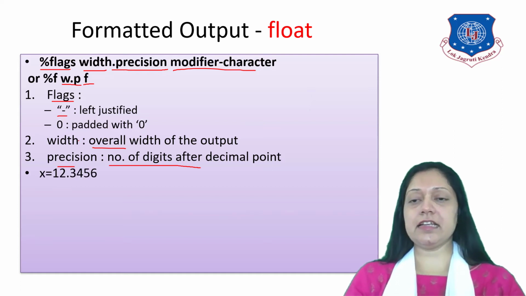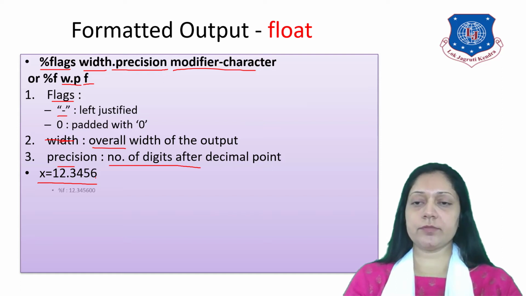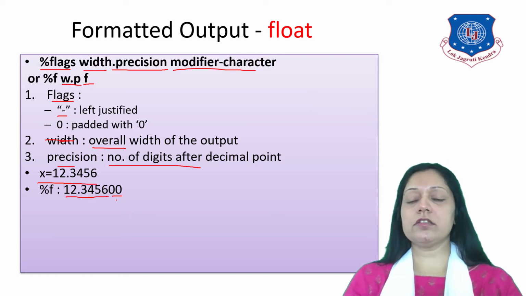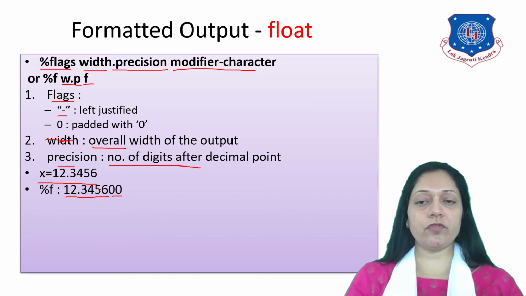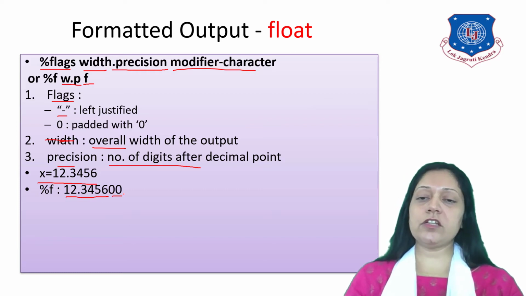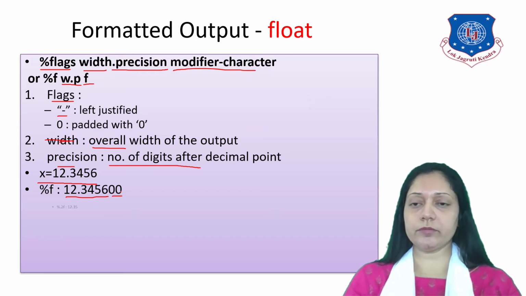Now let's understand this with an example. I have the value of x equal to 12.3456. That is, after the decimal point I have 4 digits. Now if I write percentage f, then by default the output would be 12.3456 and 2 extra zeros, because the floating point value is displayed with 6 precision. That is, after the decimal point, by default the compiler will show 6 digits. So 3456 we already have, and 2 extra zeros are appended to this number.